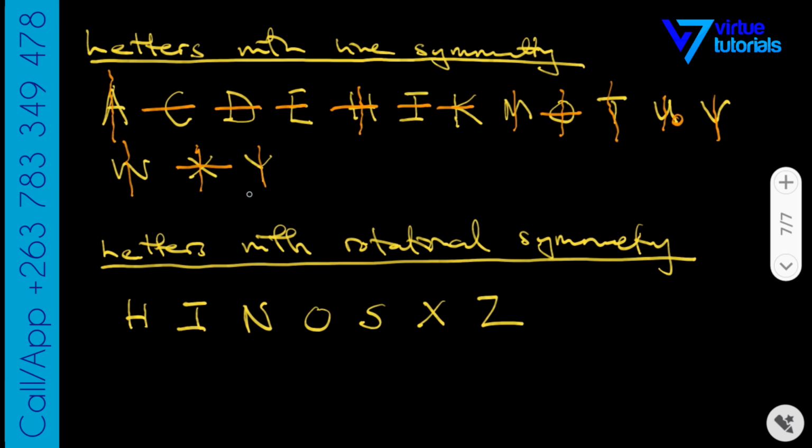They possess line symmetry. Now, letters with rotational symmetry are letters that can be flipped and produce the same appearance. So if I flip H upside down, it still looks the same. Same thing with I, N, O, S, X, Z. These letters produce the same appearance when rotated. So these are letters with rotational symmetry, and these are letters with line symmetry.